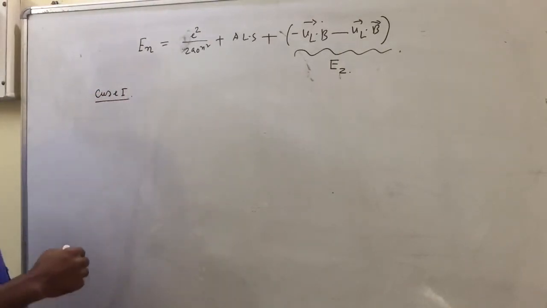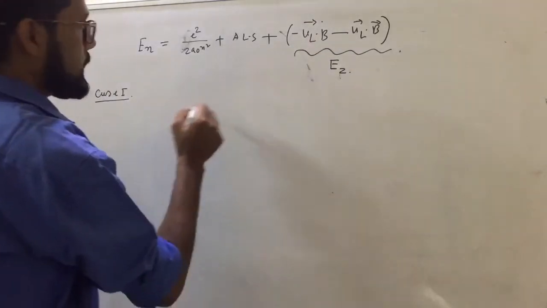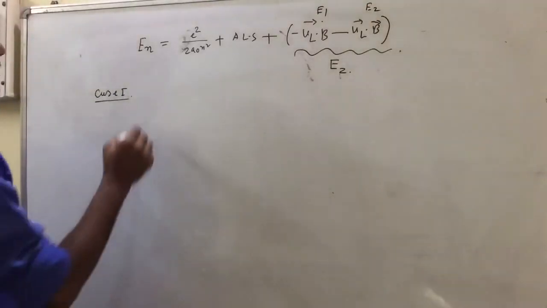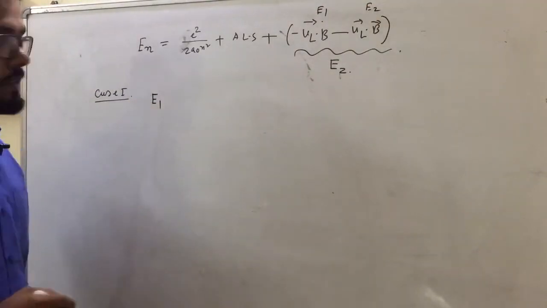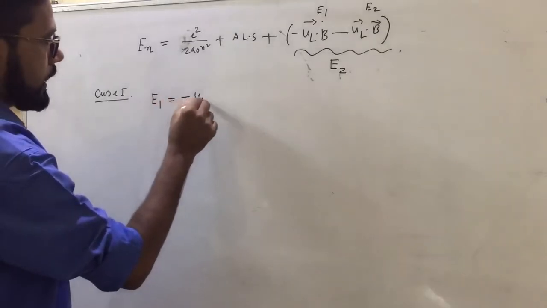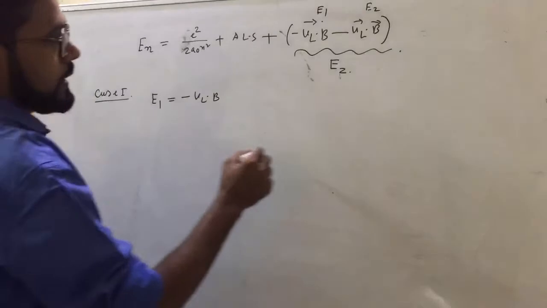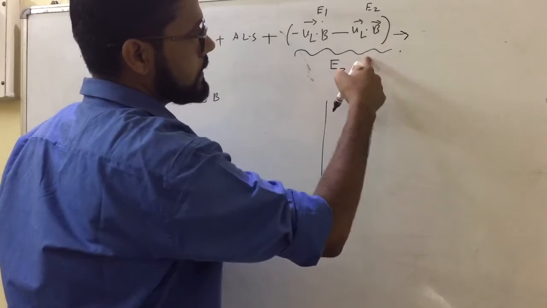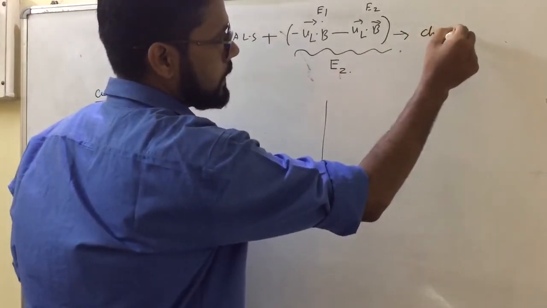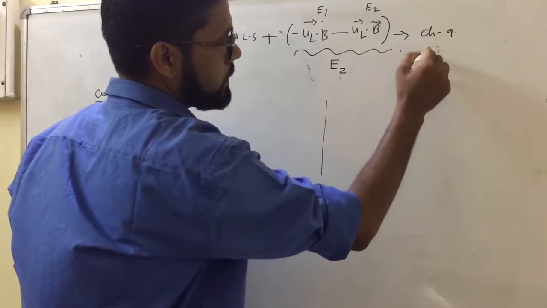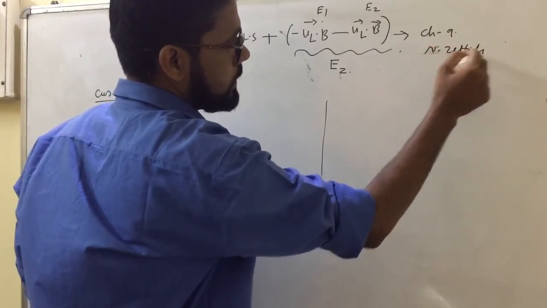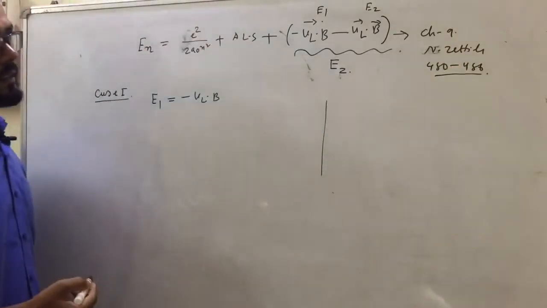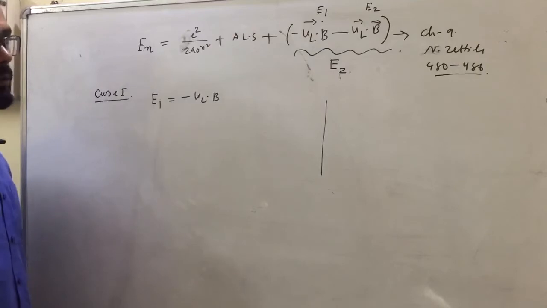I label the spin orbital energy levels as E1 and E2. First I am going to calculate the E1 energy. So E1 equals minus mu L dot B. For mu L, you have atomic physics and quantum mechanics, and this is already given in chapter 9 of the Zettili book, around pages 480 to 486. You check it. This formula is given for the normal Zeeman effect and anomalous Zeeman effect.